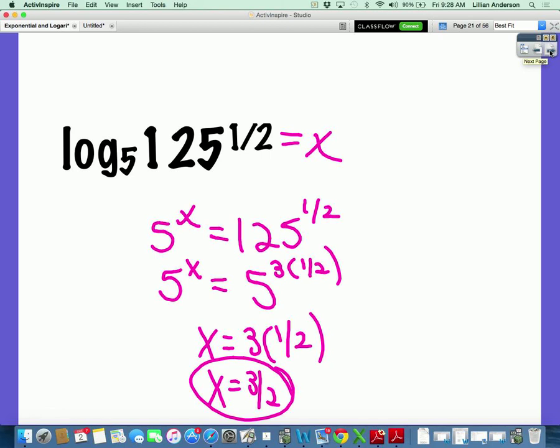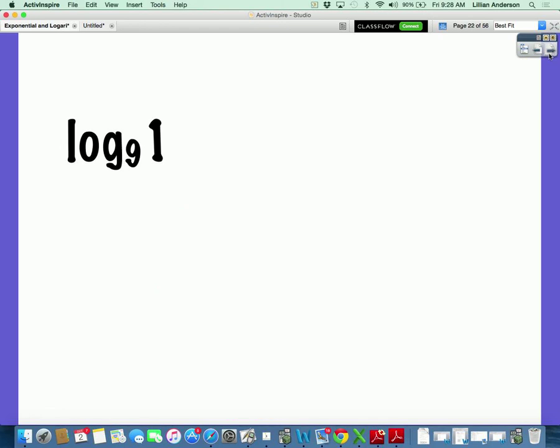Let's do a hard one. I think I got a hard one. Here's the next one. Yes. It was 100%. So yes. 9 to the x equals 1. There's only one thing that you can raise a number to get 1, and that is 0.